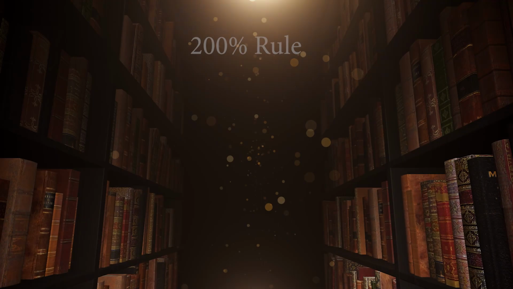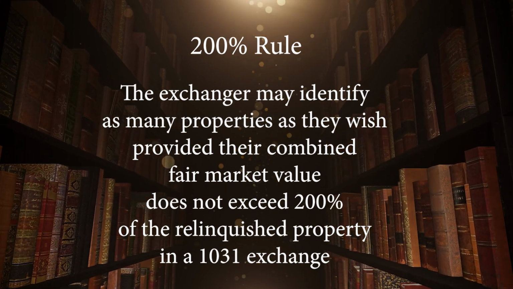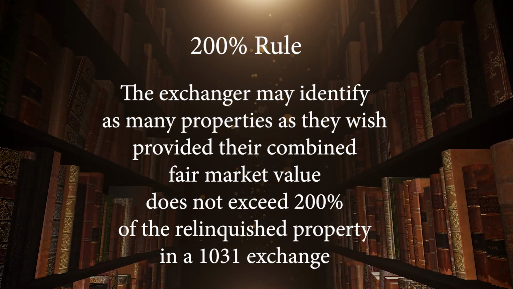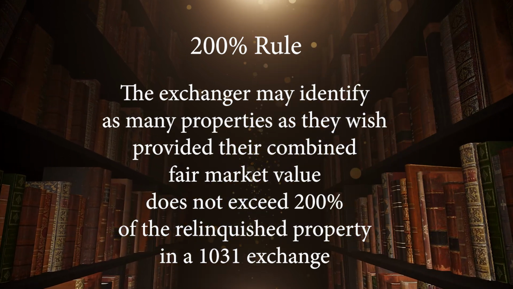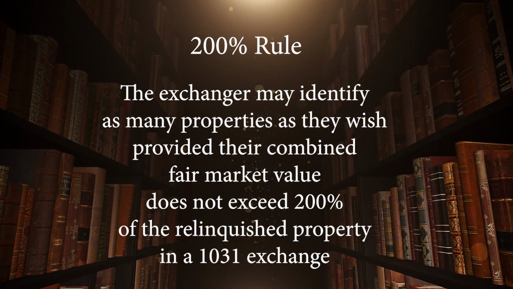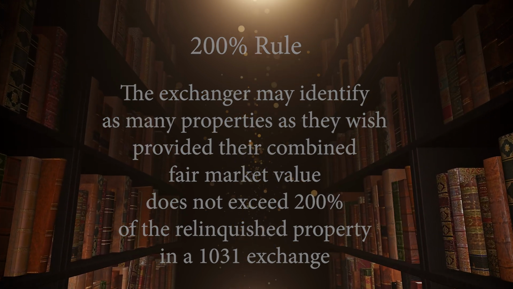properties. This rule says that the taxpayer can identify any number of replacement properties they wish, as long as the total fair market value of all identified properties does not exceed 200% of the fair market value of the relinquished property, the one that was sold.